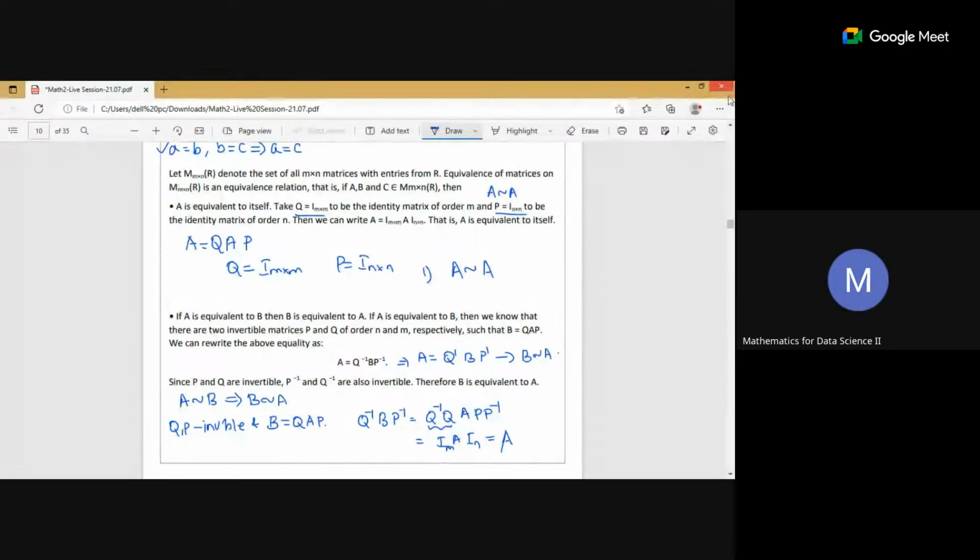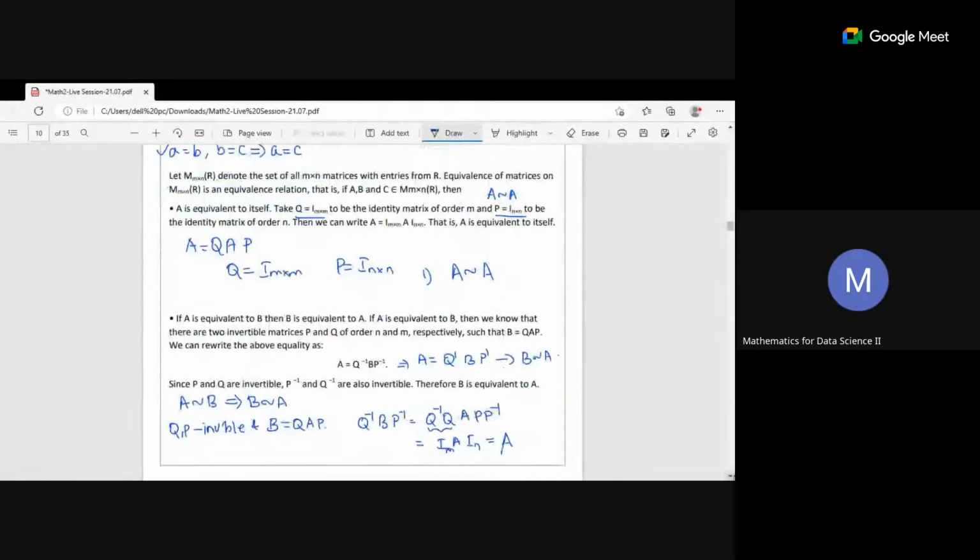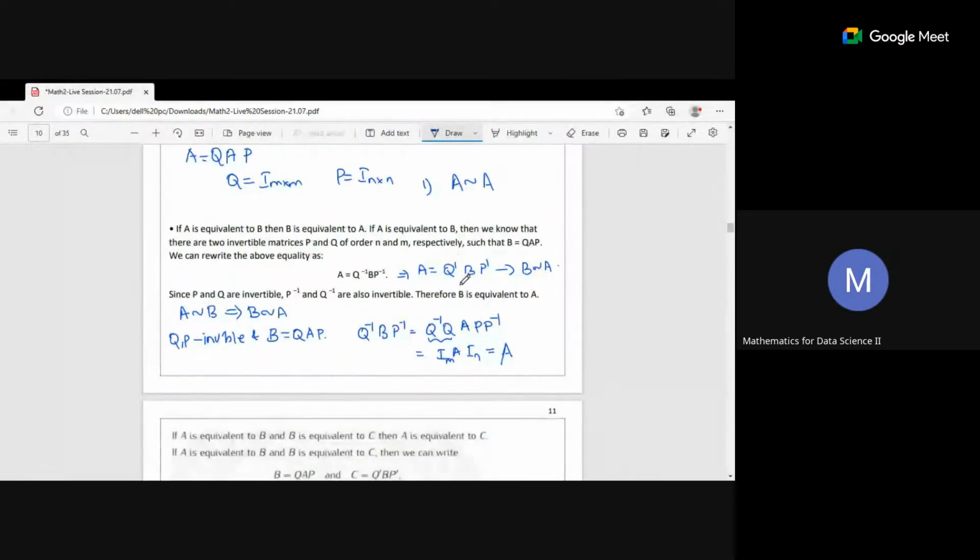If A is equivalent to B, that is the definition, right? What is the definition? If A is equivalent to B, there exist invertible matrices P and Q such that B is equal to QAP. That is the definition. So we just use the definition, that's all. Using the definition only, since we have invertible matrices like this, I am again saying B is equivalent to A. So what have we proved? We have proved the symmetric property, that A equivalent to B implies B equivalent to A.